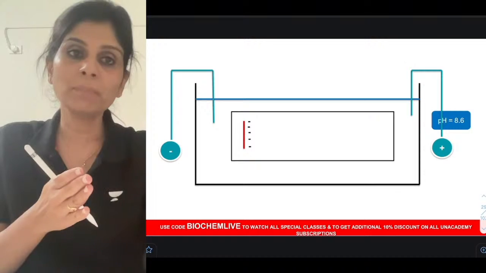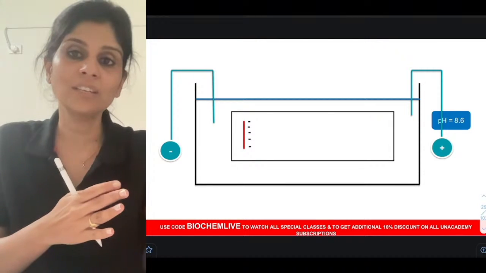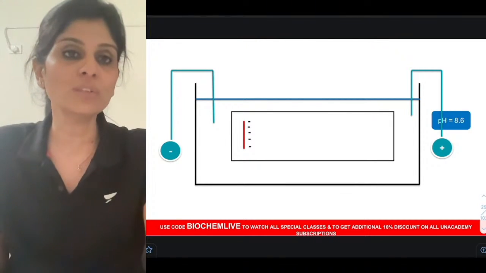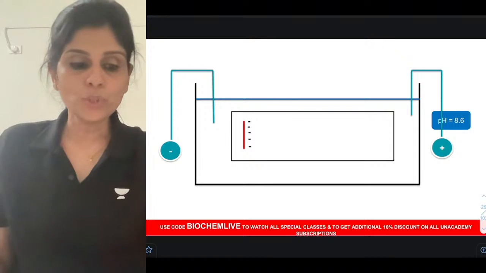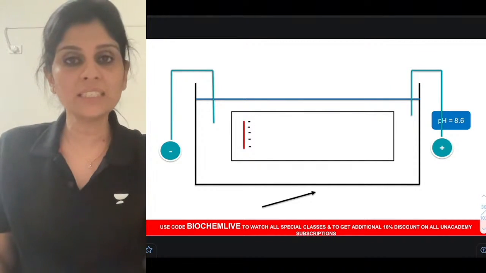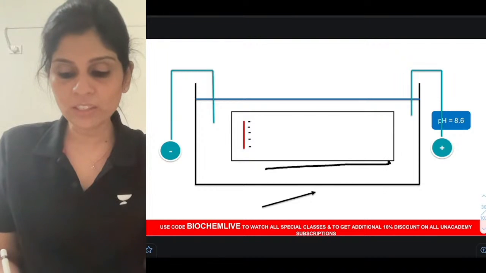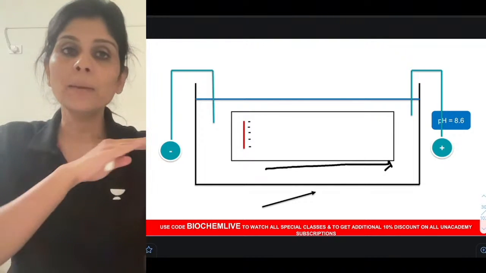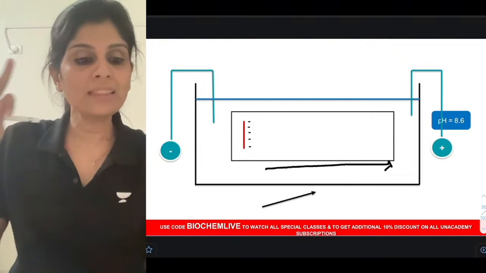So when you apply the electric current, because all these proteins are negatively charged, they start moving towards the positively charged electrode. The migration here is affected by 3 factors.